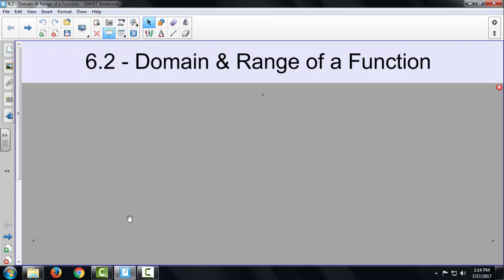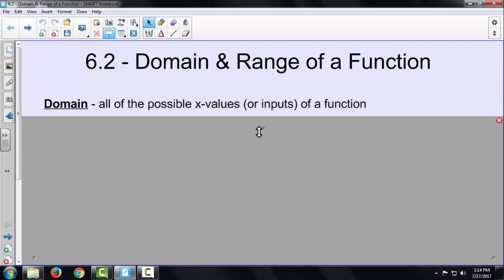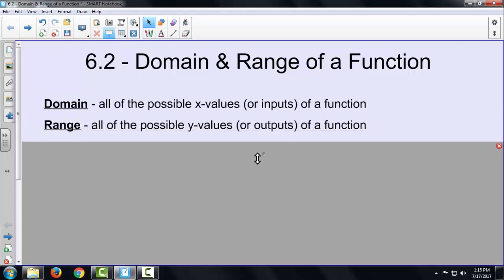Domain and range of a function. So first off, when we talk about domain, it is all of the possible x values that you can put into the function. So domain goes with your x values. Then the range is all of the possible y values that you can get from a function.